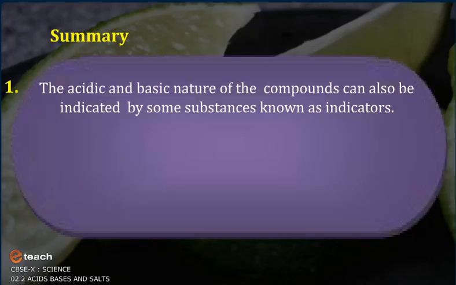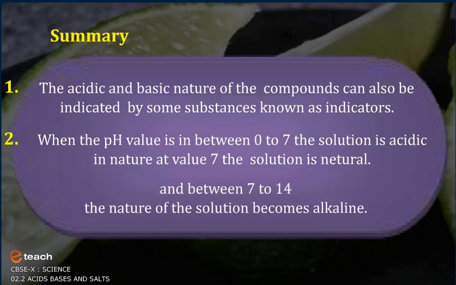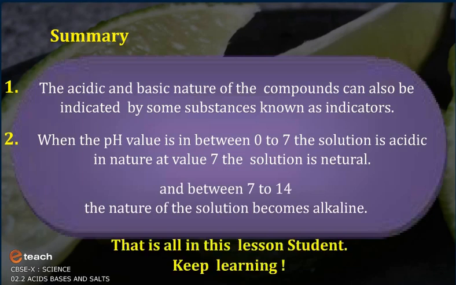Summary. The acidic and basic nature of the compounds can also be indicated by some substances known as indicators. When the pH value is between 0 to 7, the solution is acidic in nature. At value 7, the solution is neutral. And between 7 to 14, the nature of the solution becomes alkaline.